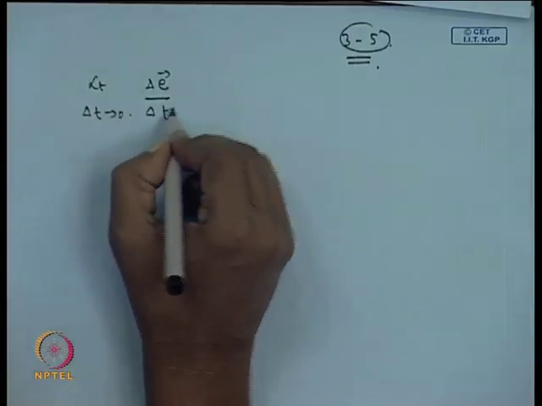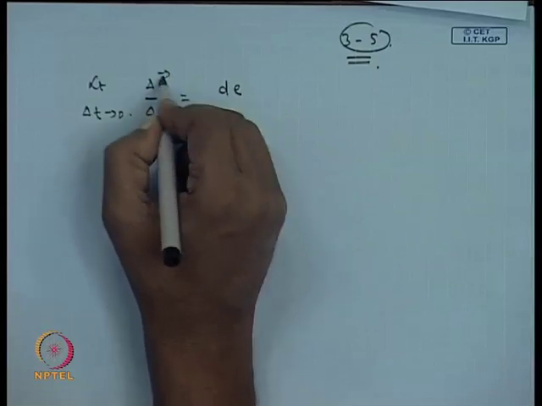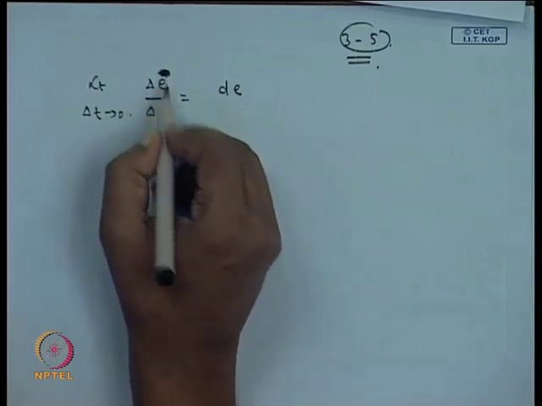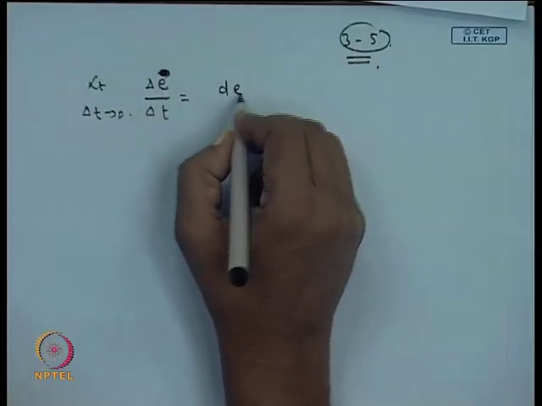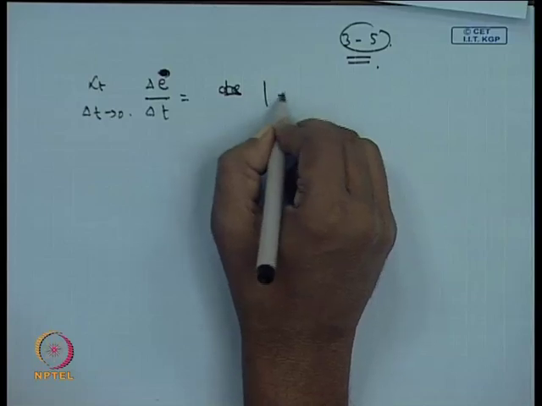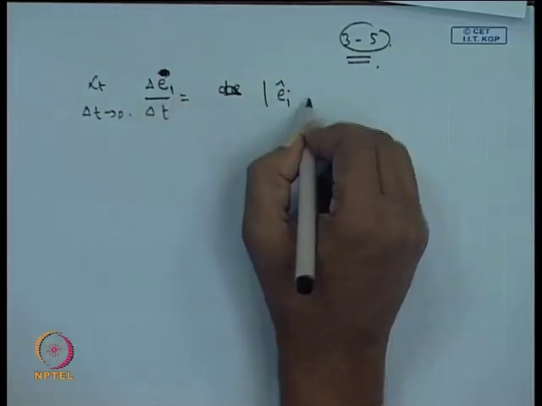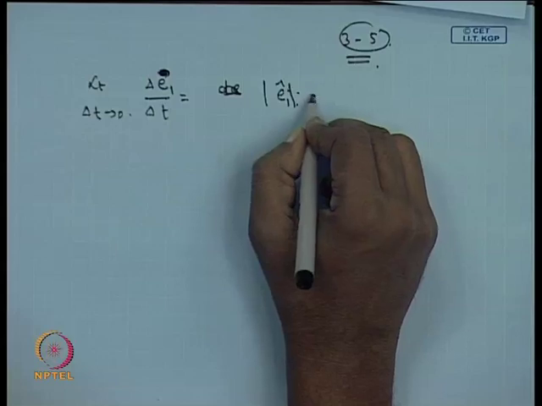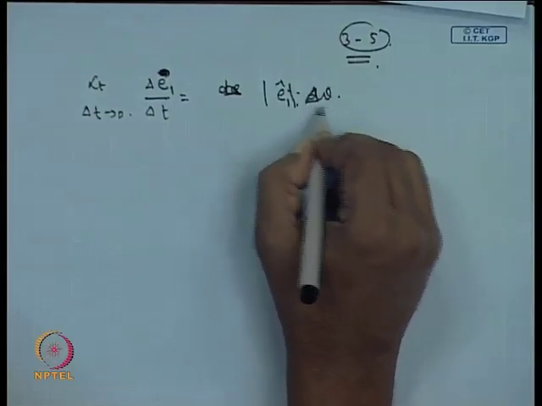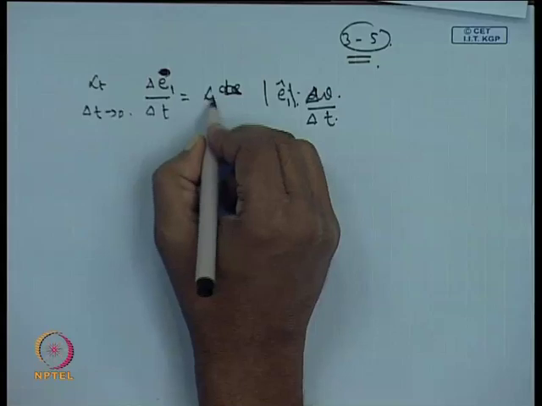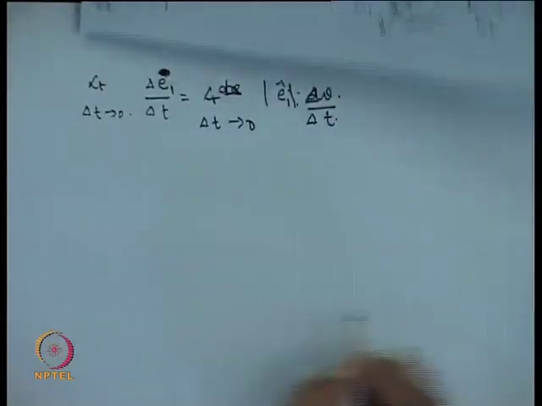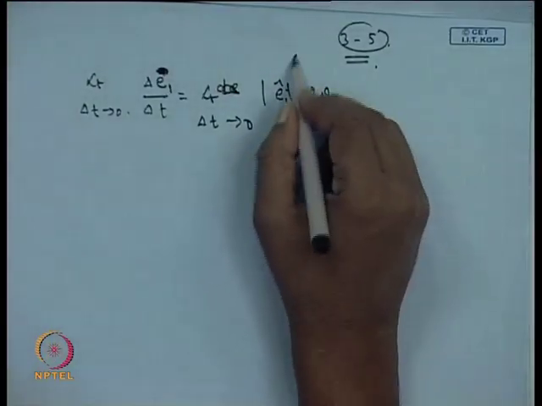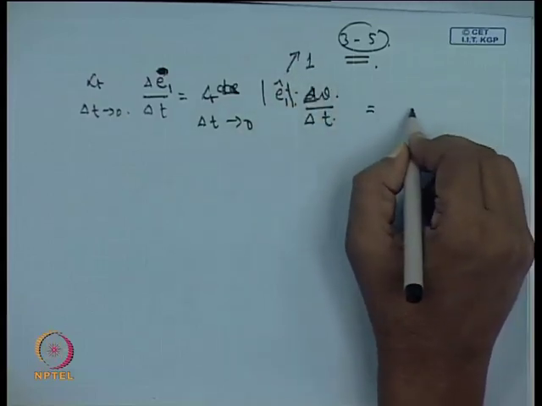delta E by delta t, this we can write as, let us first take the magnitude, and thereafter we will take the direction part. So, d by dt will be equal to magnitude of E 1 cap times d theta or delta theta by delta t. Here we can show this as delta theta instead of delta t to be consistent. And this quantity is nothing but equal to 1. So, this gets reduced to theta dot.